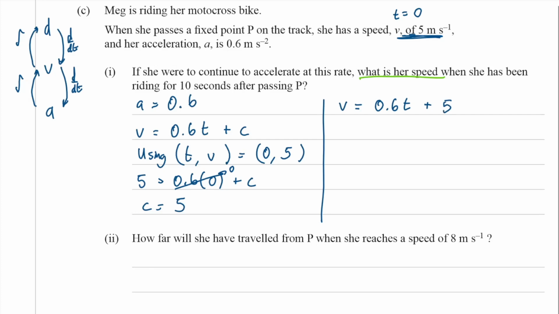Alright, and the question asks what is her speed 10 seconds after passing that point? So we can substitute in 10 seconds for t into the speed equation. 0.6 times 10 is 6, plus 5. So her speed will be 11 meters per second.